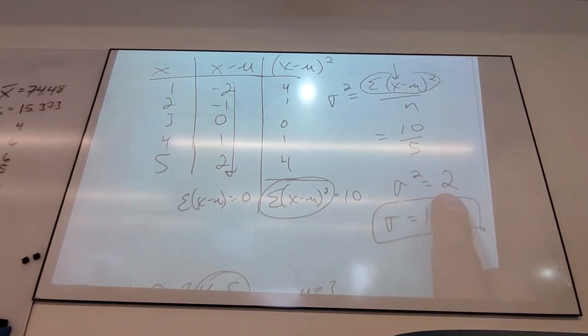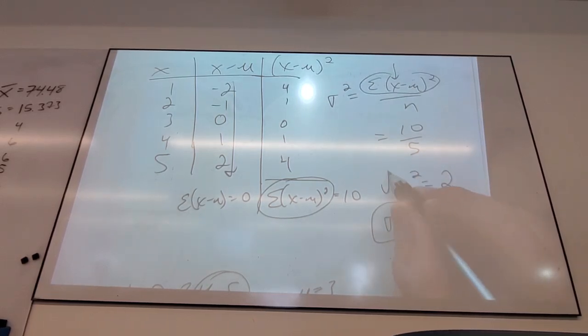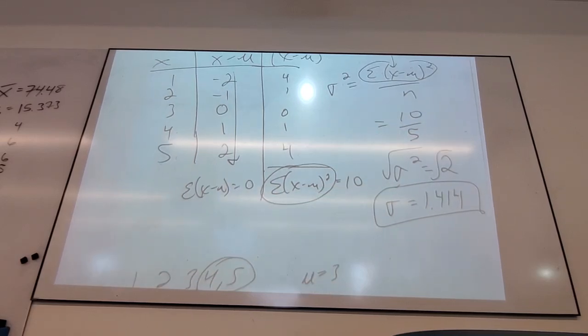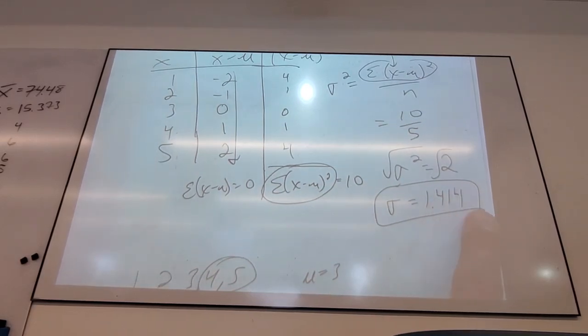Square root of 2. Square root. Yeah, how do I kill the square? I take the square root. Yeah. And I'm a math geek, so I have square root of 2 memorized.